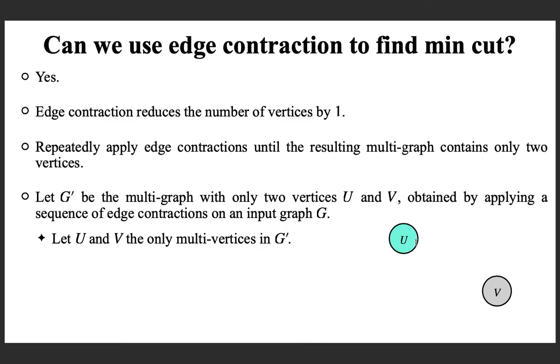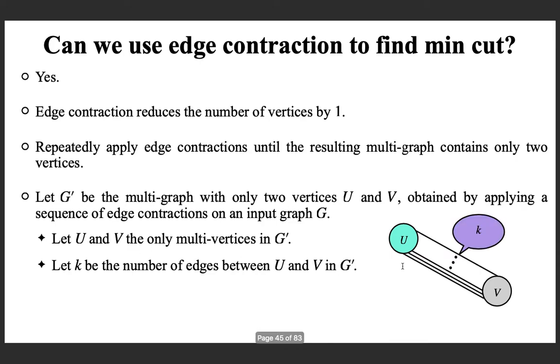You started with a graph, applied a sequence of edge contractions, and resulted in a graph with only two vertices, u and v. Note that u and v can be multi vertices. And let k be the number of edges between u and v. You know that when you contract, multiple edges can get added between two vertices. In general, there could be a number of edges. Let it be k.